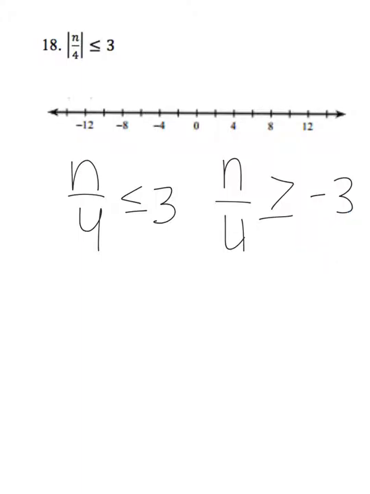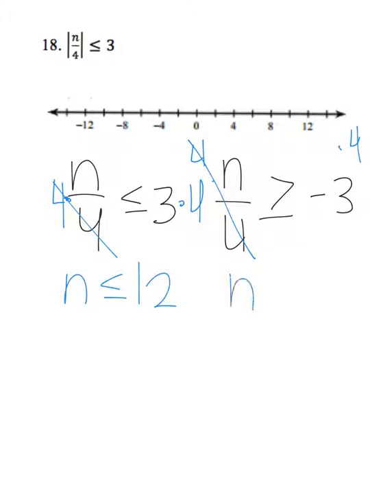The next thing I'll do is solve each inequality. So I will multiply each side by 4 to cancel the 4's. And then I can do the same over here. Multiply it times 4, those will cancel, and that times 4. That leaves me with n is less than or equal to 12, and n is greater than or equal to a negative 12, because I've got a negative 3 times a positive 4.